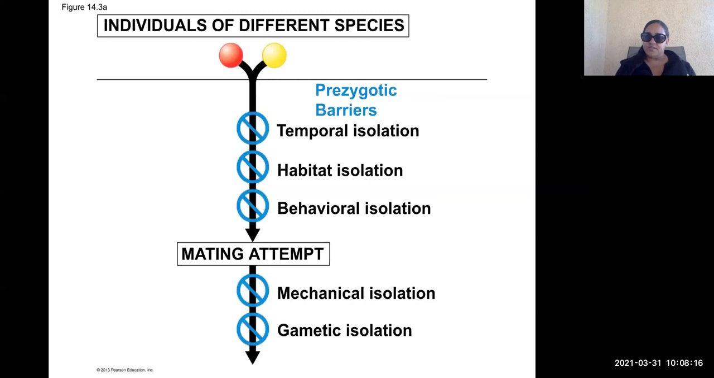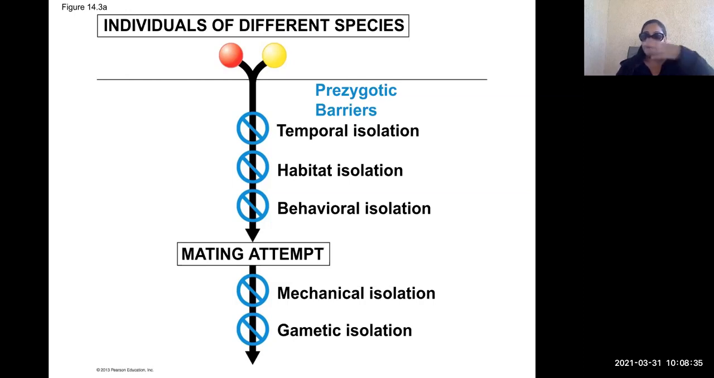This is just a handy chart. Pre-zygotic barriers is temporal isolation. Temporal means time. So those are like shifting seasons. Some animals only mate during a certain season. If the seasons shift too much, they don't get to mate anymore because they don't mate in the same season.